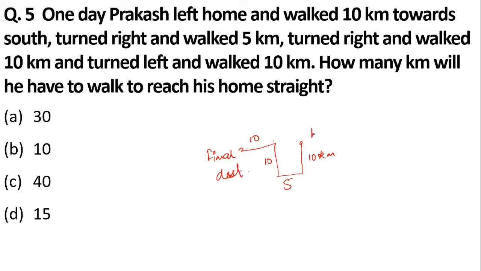and this is his home. The distance is very simple, 10. This is 10 and this is 5, because this is 5, this will also be 5. So it is 50. The answer is option D. Okay.